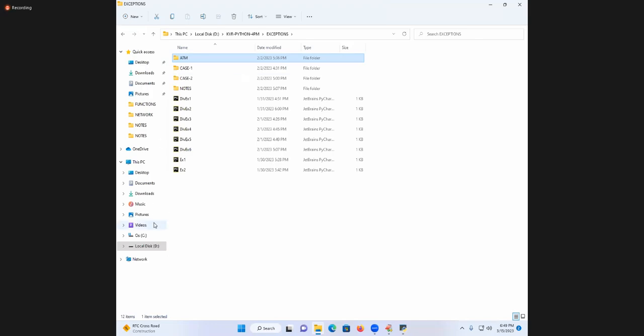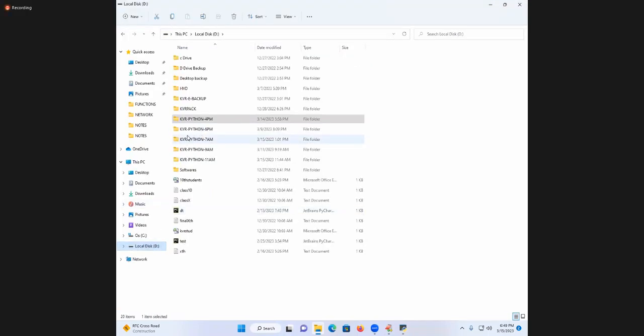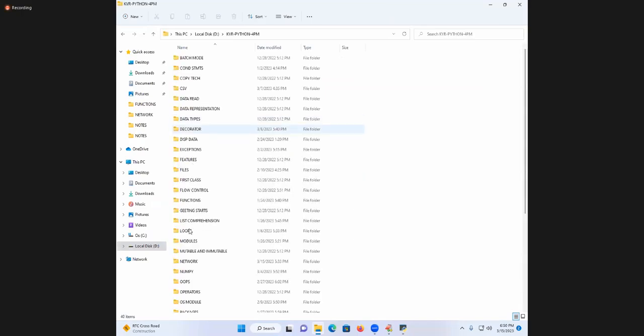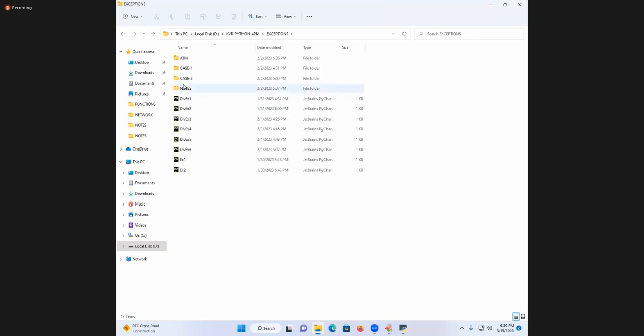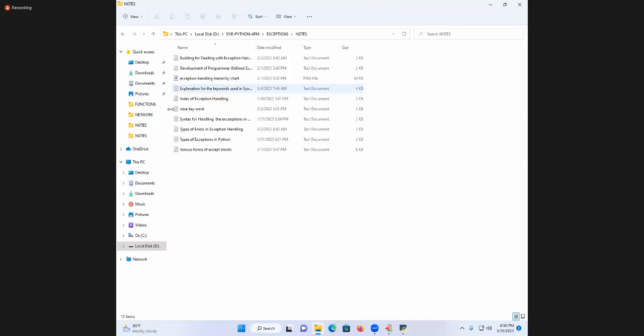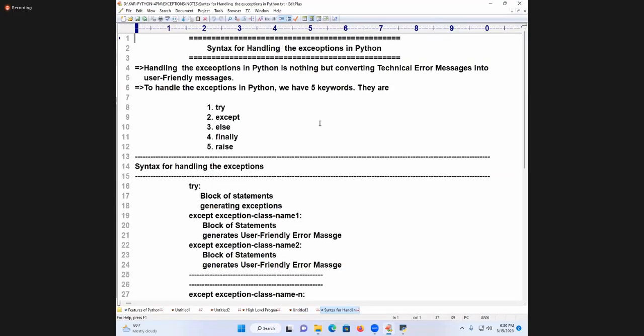For that, I am going to explain a lot of things in the class. There is a concept called exceptions. Case 1, case 2, the ATM application, so many things we are going to discuss. Under that, there is also a syntax for handling the exception. There are some keywords present in that: try, except, else and all those things.